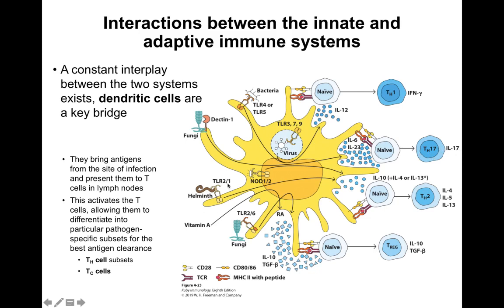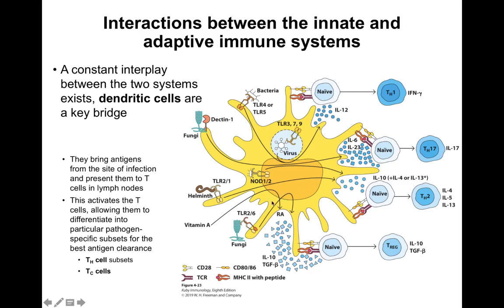If you have a helminth infection, the type of cytokines that will be made may be like IL-10, and IL-10 is more of an anti-inflammatory cytokine, and it tends to generate T helper 2 cells, which are important for B cell responses actually, and they also play a role in allergy.